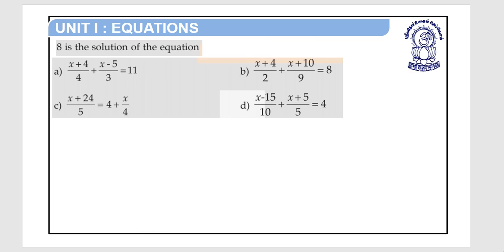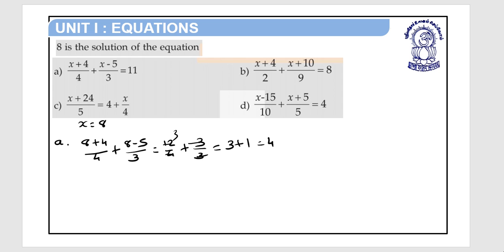So answer is C, x is equal to 16. 8 is the solution of the equation. So put x is equal to 8 in A, B, C, D and get the correct option. A: 8 plus 4 by 4 plus 8 minus 5 by 3 is equal to 12 by 4, 8 minus 5, 3 by 3. 4 3s are 3, 3 cancel. 3 plus 1 is equal to 4. 4 not equal to 11.